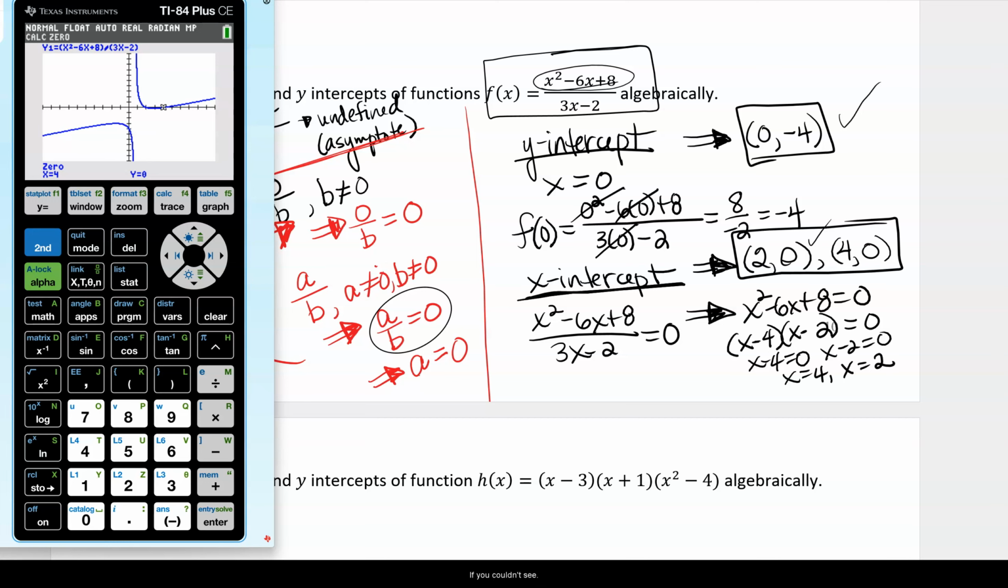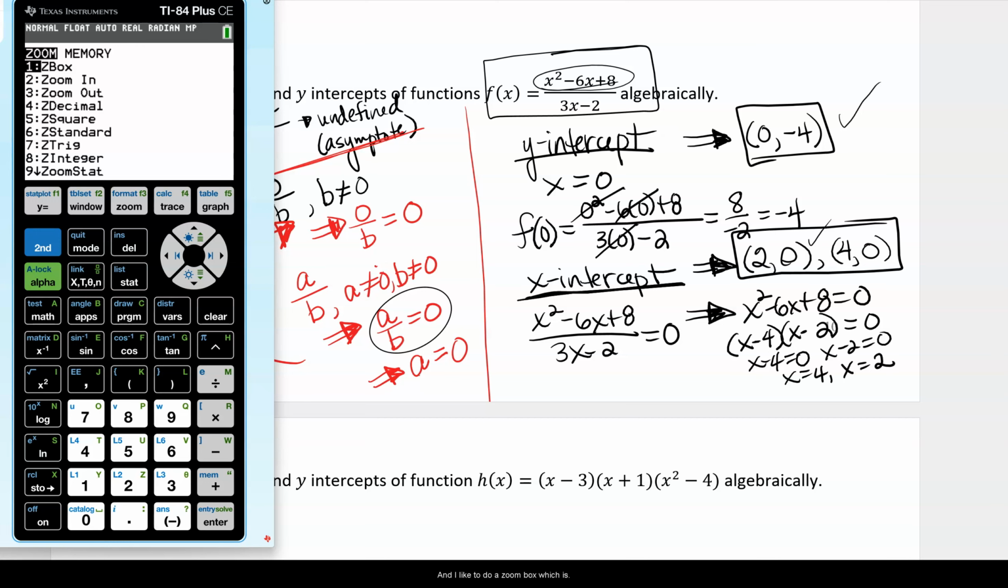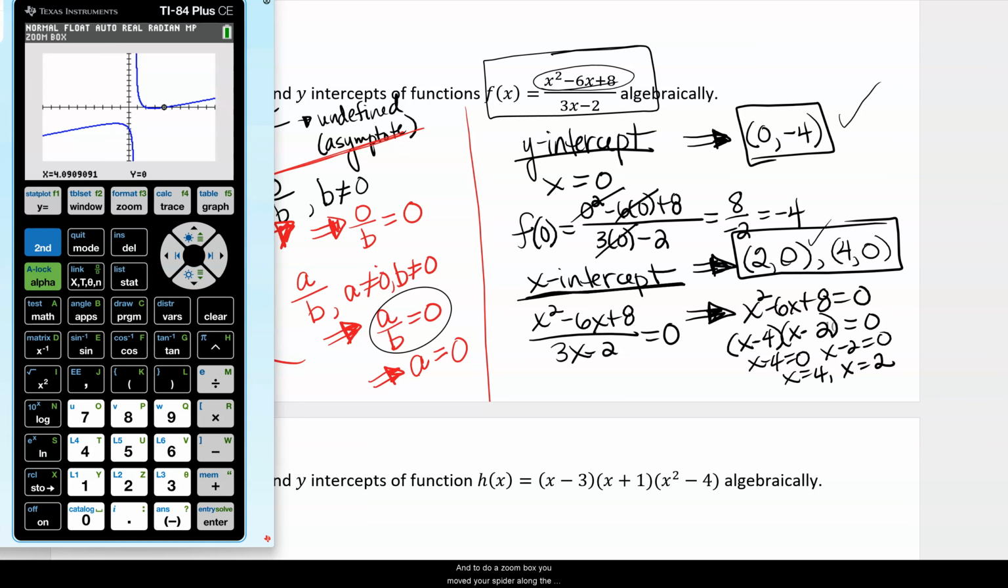If you couldn't see that those were intercepts, you can do a zoom. And I like to do a zoom box, which is number 1. And to do a zoom box, you move your spider along the x-axis. You're just moving freely along the grid. And you're going to create a box. So I usually anchor the top left corner first. So I'm going to move my spider to about right there, and I'm going to hit enter. And it's going to drop a square, which means it's anchored there.